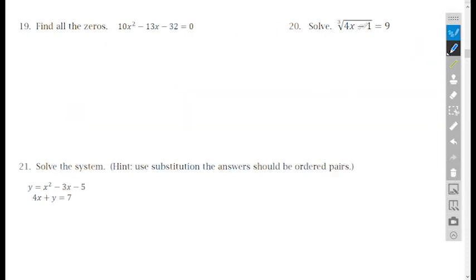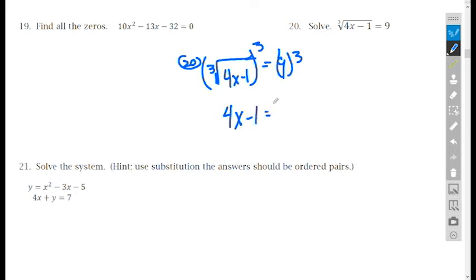Okay, solve the cube root of 4x minus 1 is equal to 9. So we're just going to cube both sides to get rid of that cube root. So we get 4x minus 1 is equal to 9 cubed, which is 729. And then I just need to solve this for x. So add 1. 4x is equal to 730. Divide by 4.